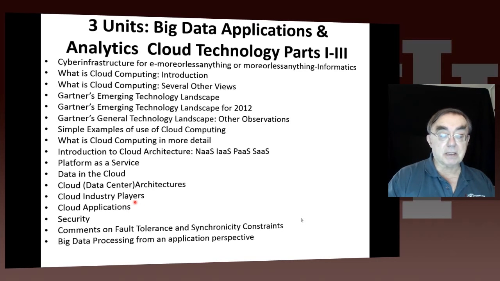And we come back and look again at what applications run on clouds and what don't. Security, we already pointed out, is critical. Fault tolerance is an important issue. And also the fact that when you do parallel computing, you need to work together on the same problem, and therefore you have to synchronize. So we discussed synchronization constraints. And then we discussed big data processing from an application perspective.